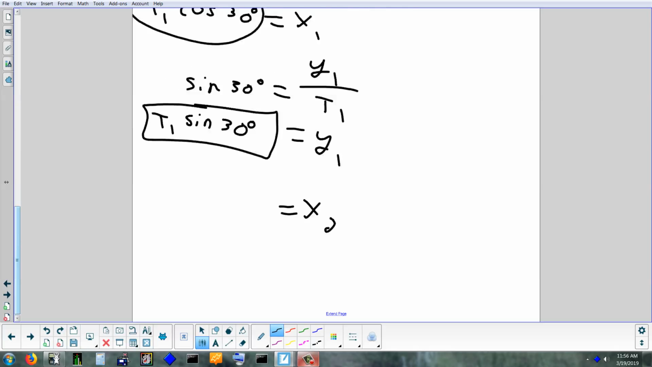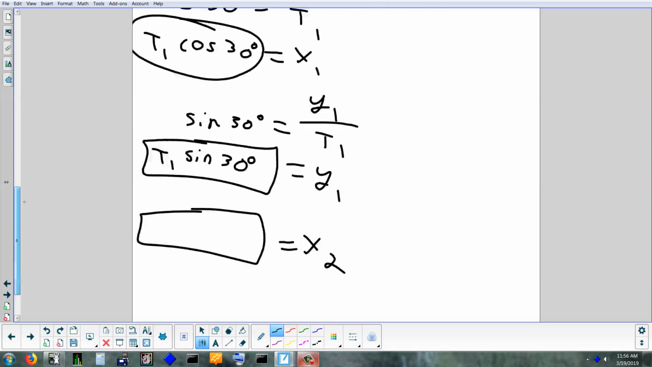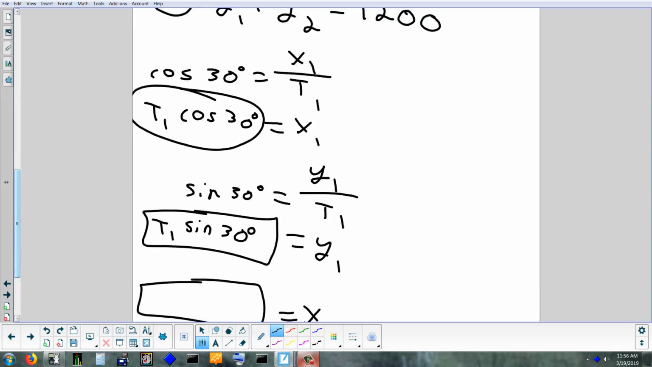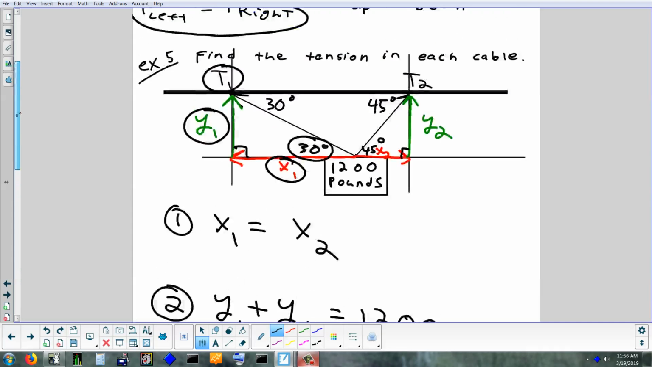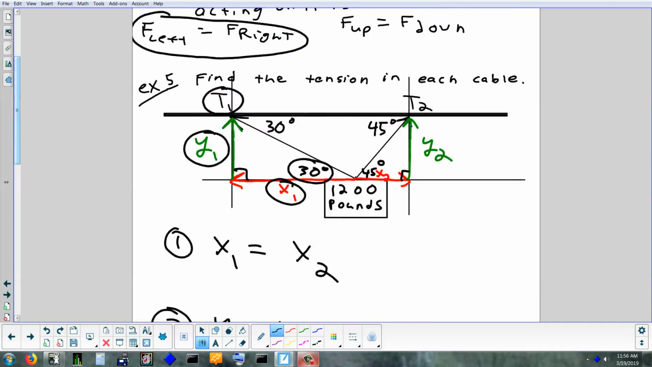So, x2. Well, it's the hypotenuse times the cosine of the angle. The vertical is always the hypotenuse times the sine of the angle. If you don't want to follow that pattern, don't. Just do it from scratch. But let's see if we can figure it out. So, in the triangle on the right, what's my hypotenuse?